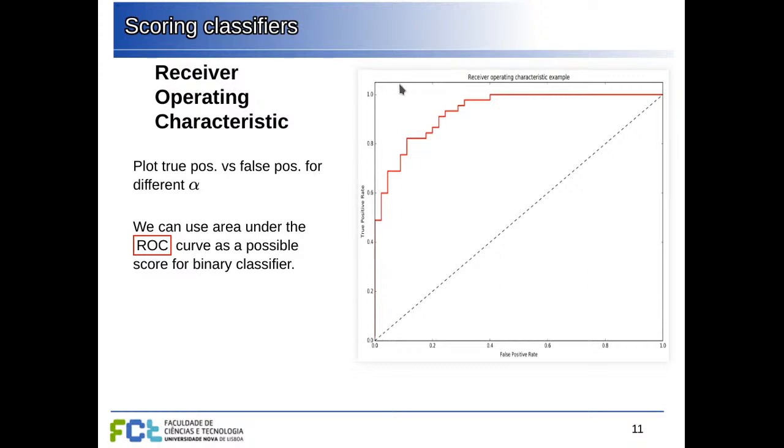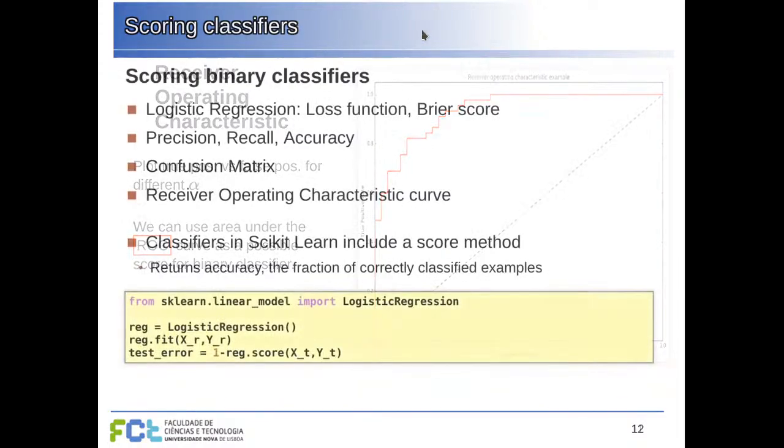If it's all the way up here, then it's a perfect classifier, because with zero false positive rate, we can have 100% true positive rate, and that would be ideal. So the more this curve approaches the corner there, the better the classifier would be.